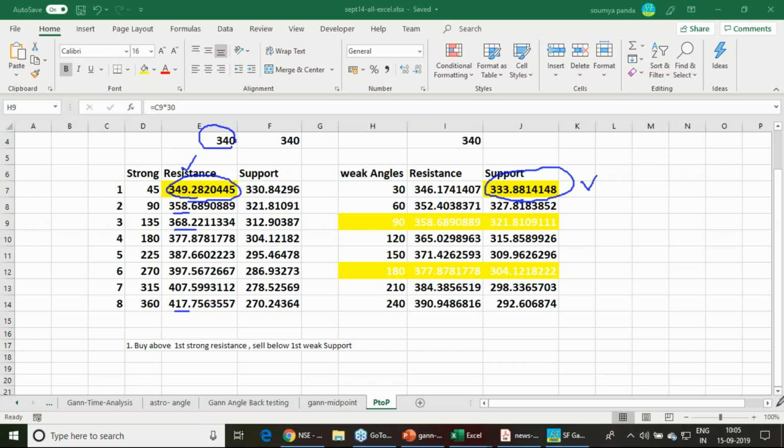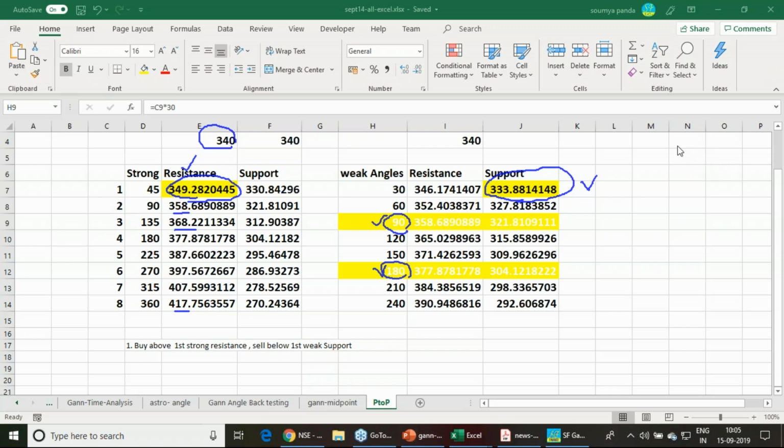Here you will say that we are taking 45 and 30 multiples, but 90 degree and 180 degree are present in the strong set of angles rather than the weak set. These will be considered strong angles. Though they are multiples of 30, the exception is these two angles, 90 and 180. So this is also a great method for your investment decision.